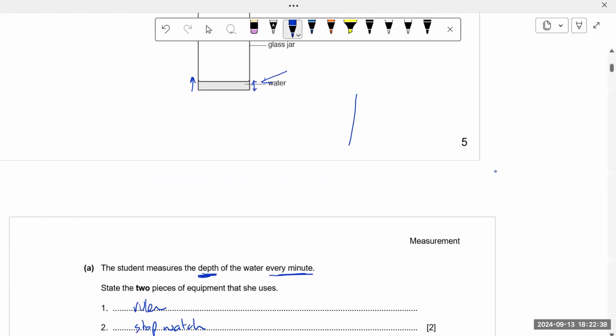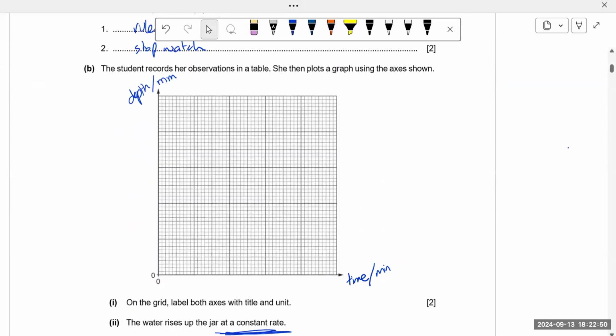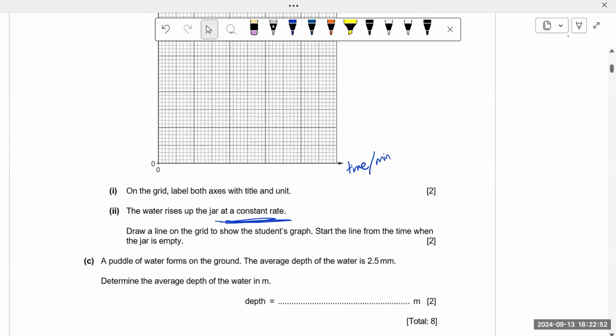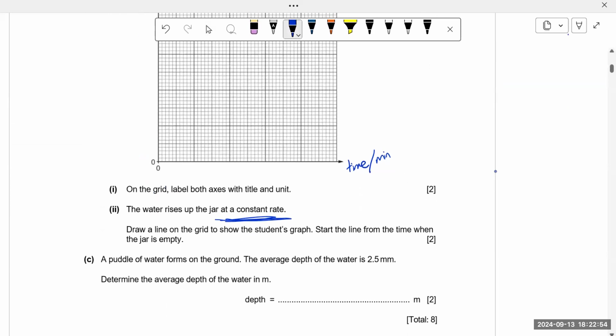Do you remember we took the distance time graphs? So the speed of the rising of the water is constant. So what does the graph look like? It says draw a line on the grid to show the student's graph. Start the line from the time when the jar is empty.